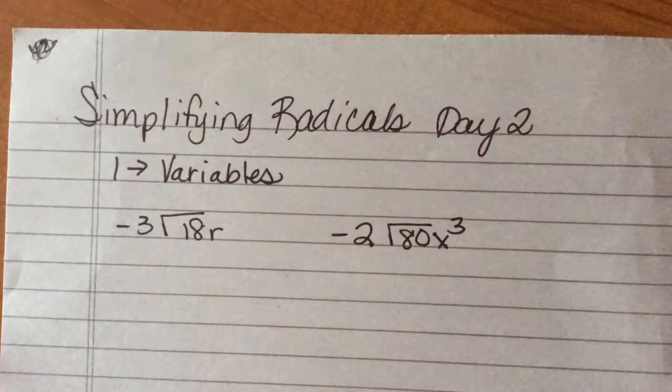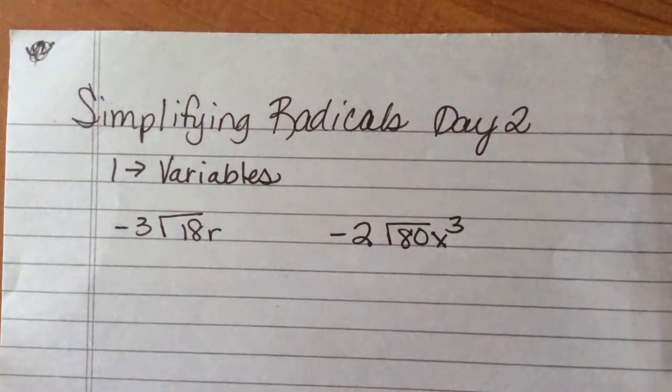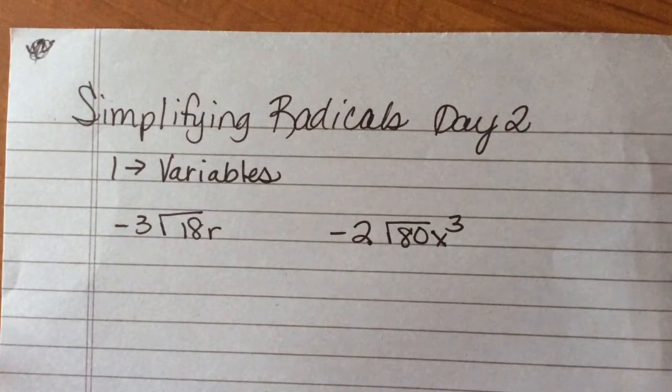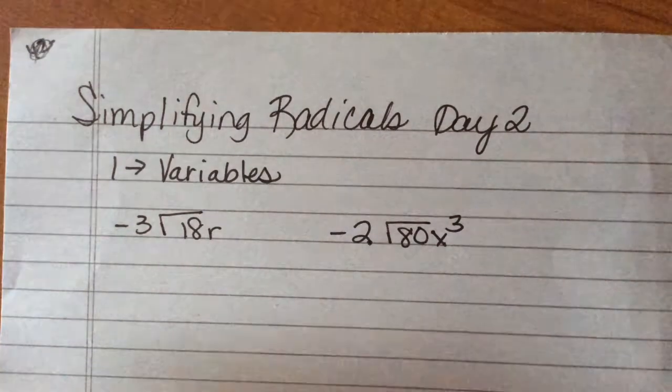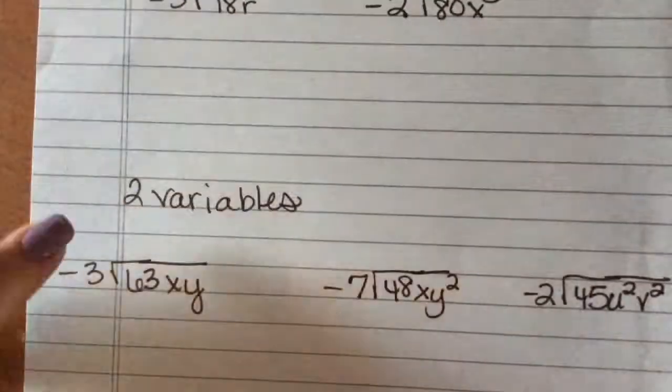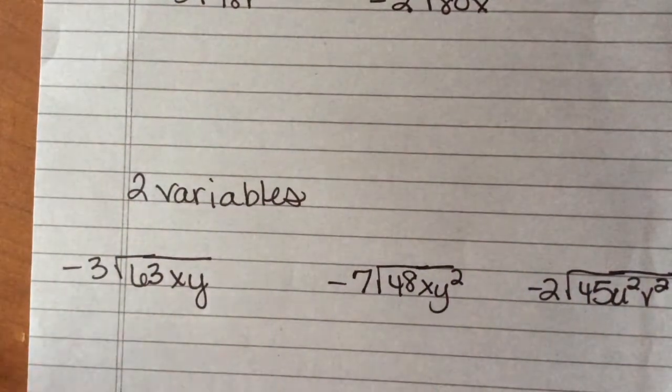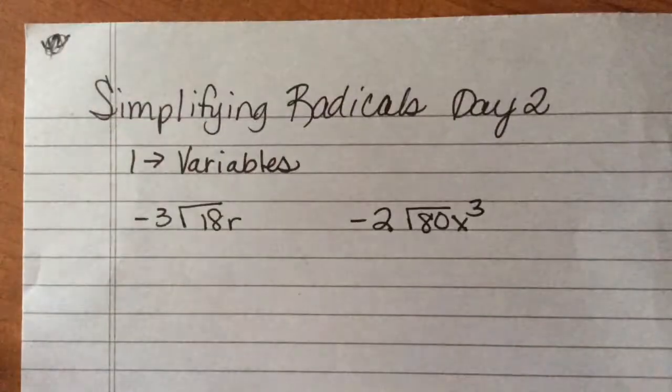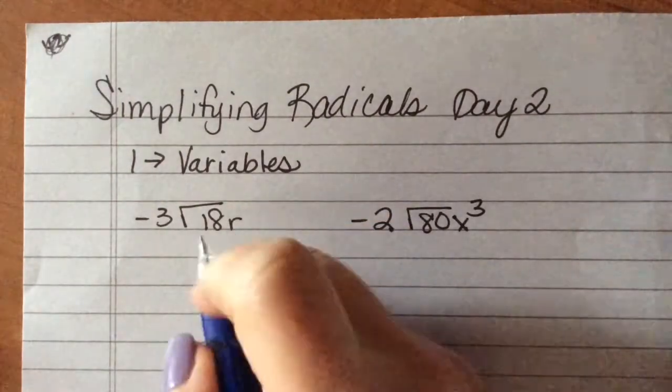Guys, Simplifying Radicals Day 2. Yesterday you looked at just numbers in one variable. Today we're going to review the one variable and then move on to two variables. All right, so just to recap from yesterday, with the number, you are looking to split it up.